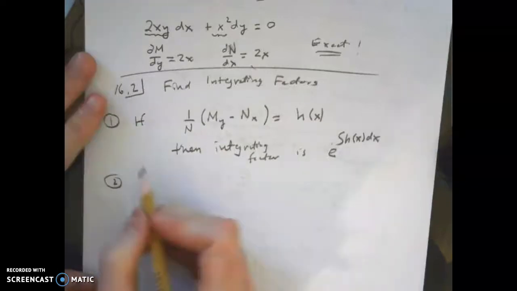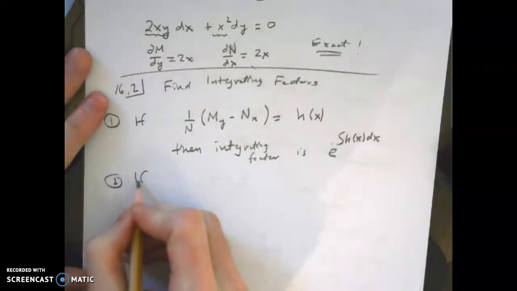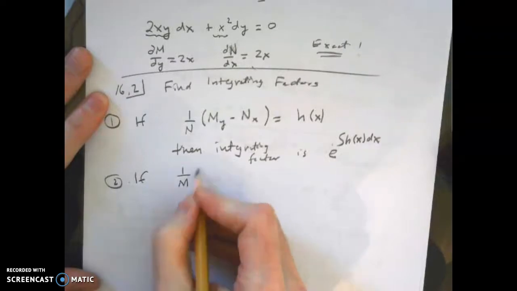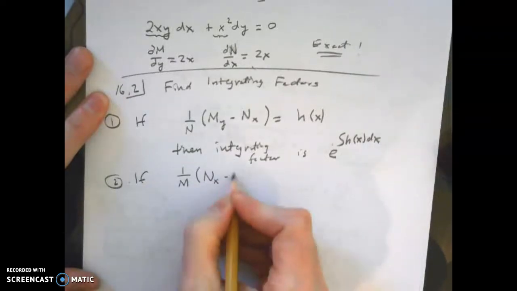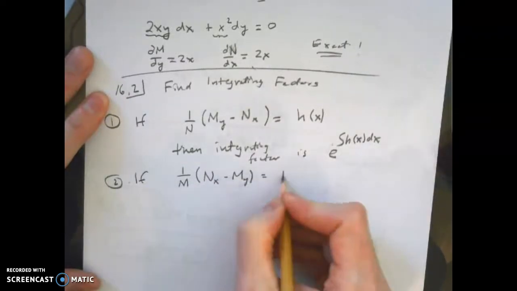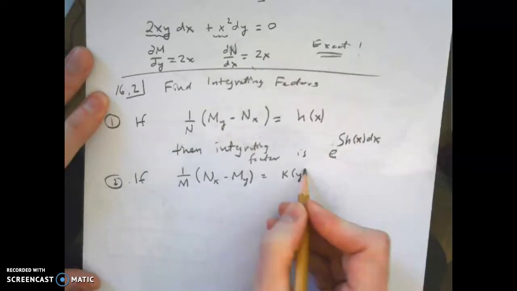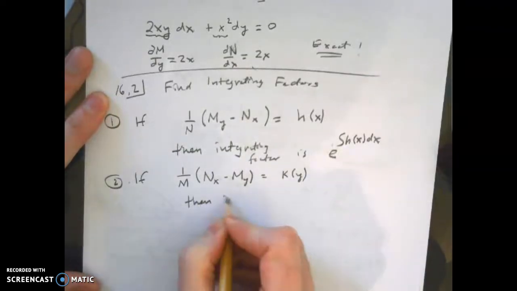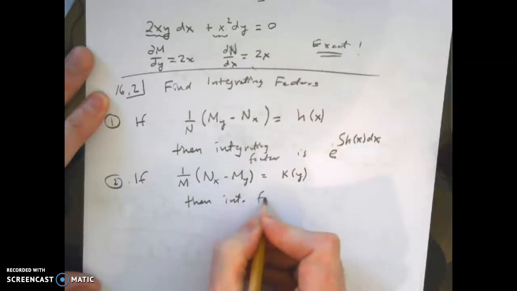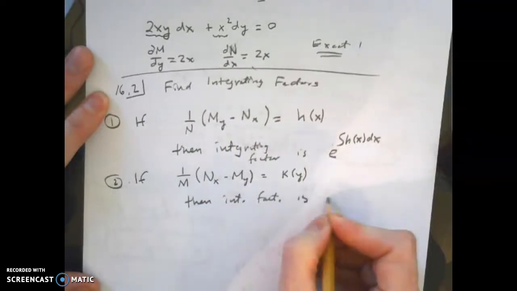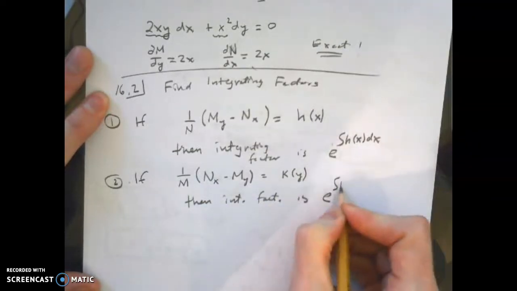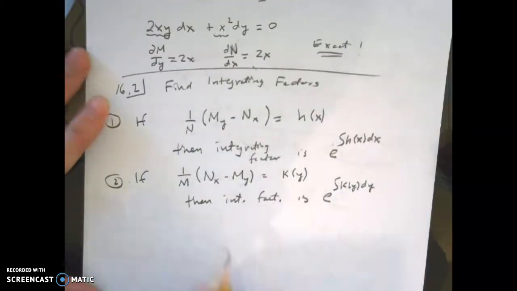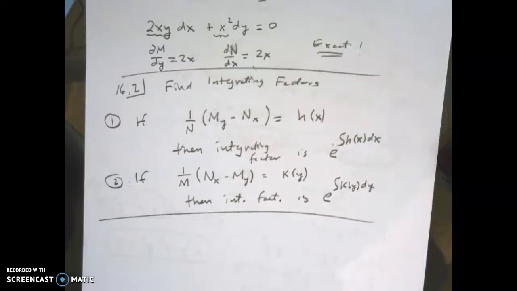Okay? The other one is very similar to this, but if 1 over m times nx minus my ends up being just a function, I'll call it k, of y, no x's in it, then your integrating factor is e to the integral of k of y dy. Okay? So you're looking for these two things.